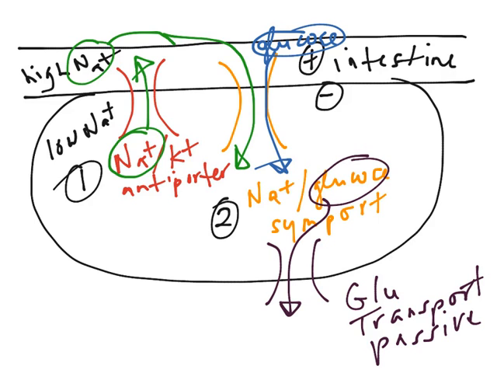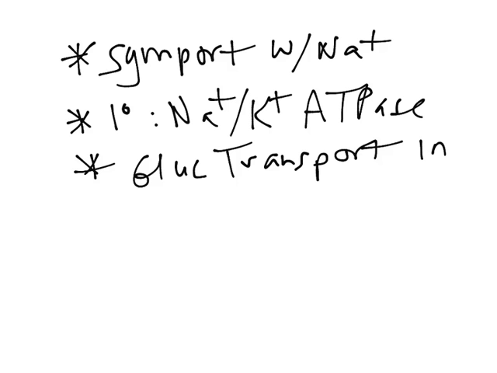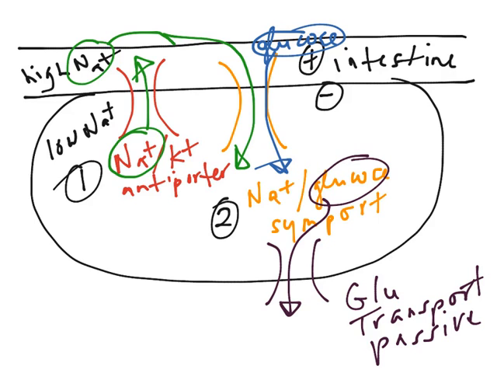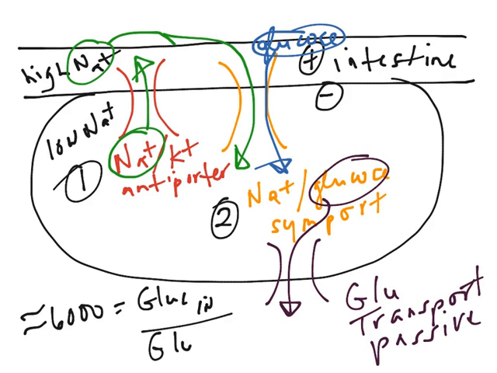Okay, so with this mechanism, this secondary active transport, we can build up a concentration gradient of about 6,000 times more glucose inside the cell versus glucose outside the cell. And I'll have another lecture video to show you how we can do that calculation.